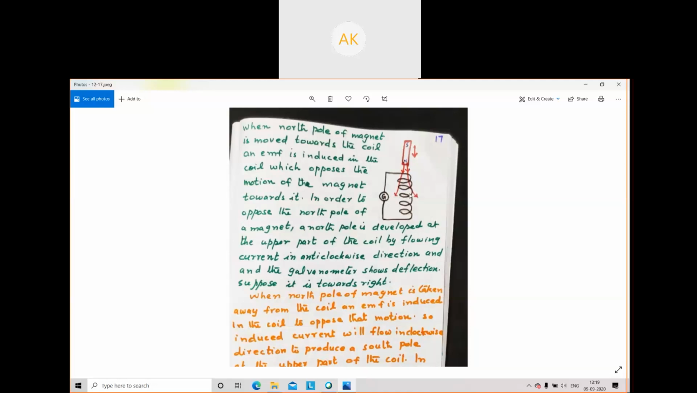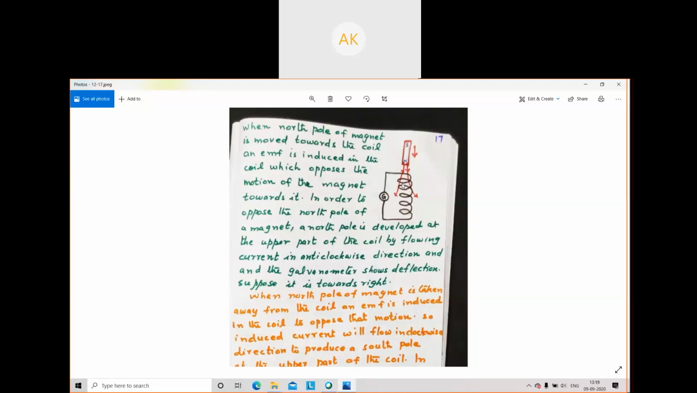So here, when the north pole is moved towards the coil, what is happening? The flux increases. There is a change in flux. So, in order to induce an EMF in a coil, there must be a change in flux. Simply flux is not enough. See, if both magnet and coil are kept stationary, no EMF will be induced. The galvanometer will not show any reading.